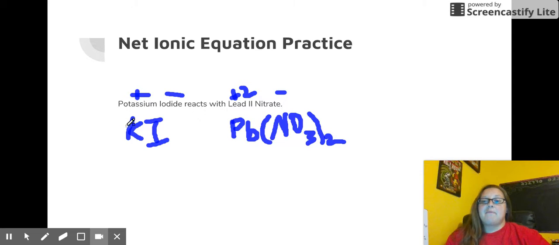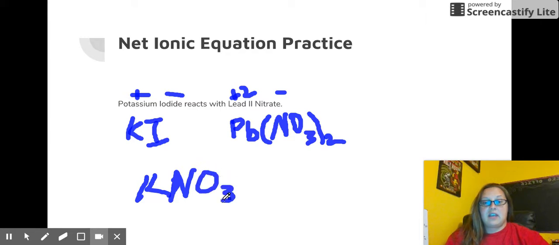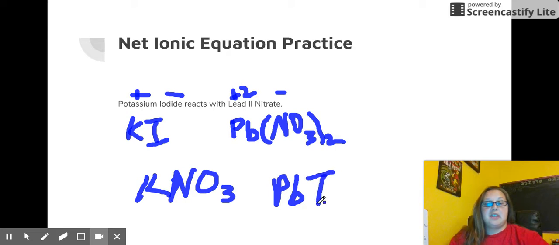So I'm going to have potassium and nitrate come together. So that's a K plus and an NO3 minus. So it's just going to be KNO3. And then we are going to have Pb2 plus, remember cations first, Pb2 plus and I minus. So our other product is going to be Pb. The 2 is going to crisscross to the I, so it's going to be PbI2. So these are our products.